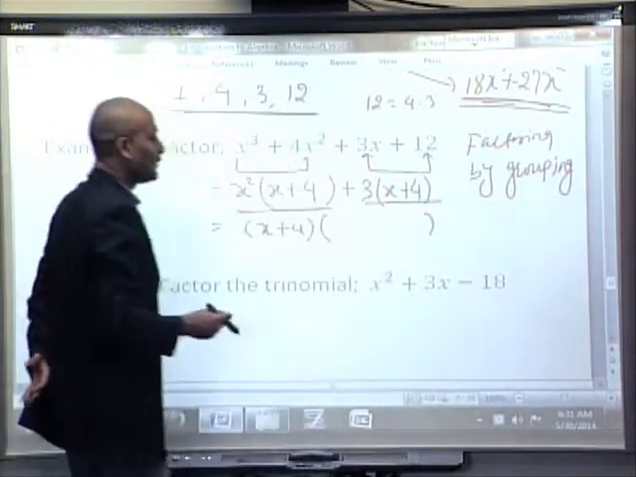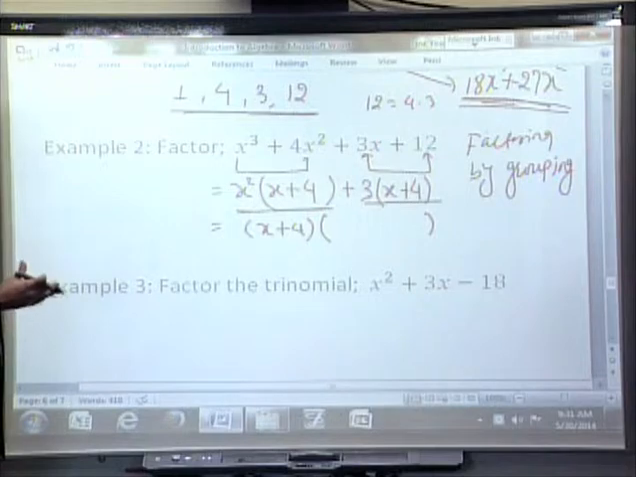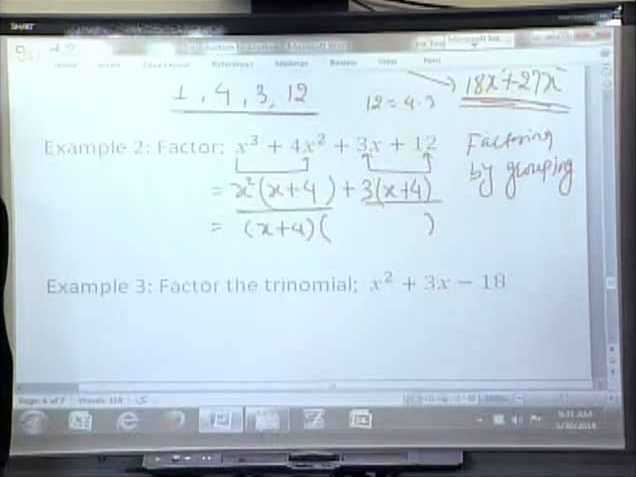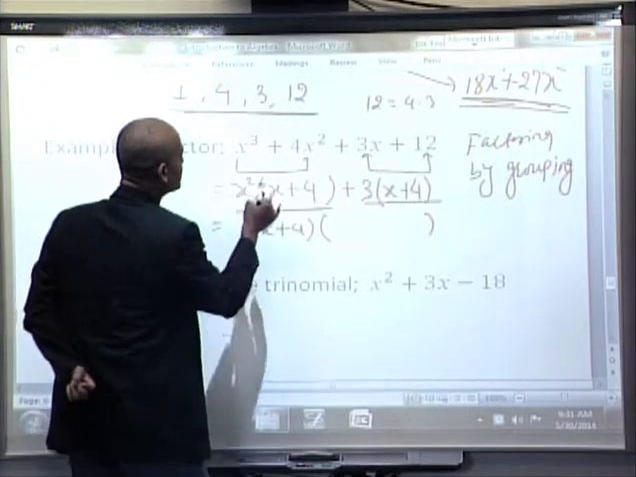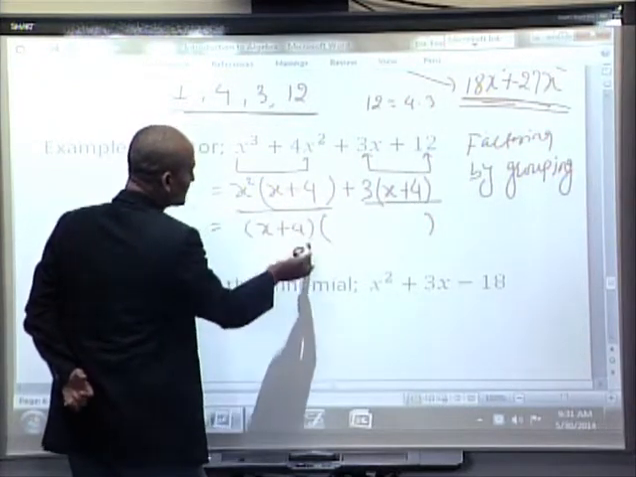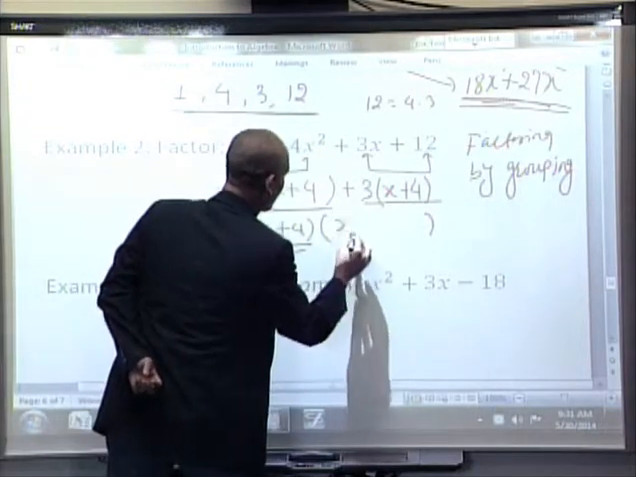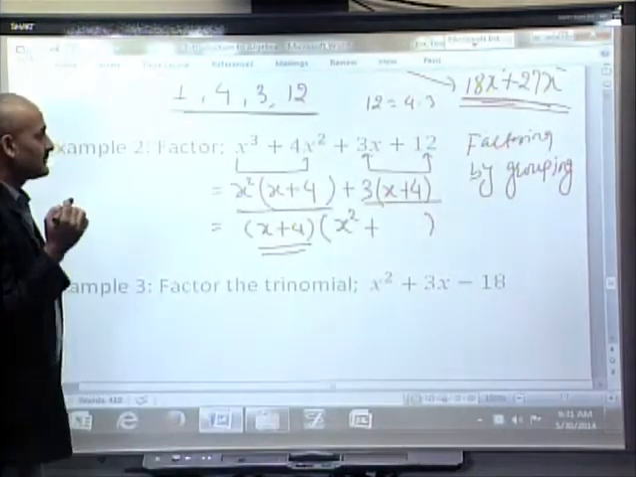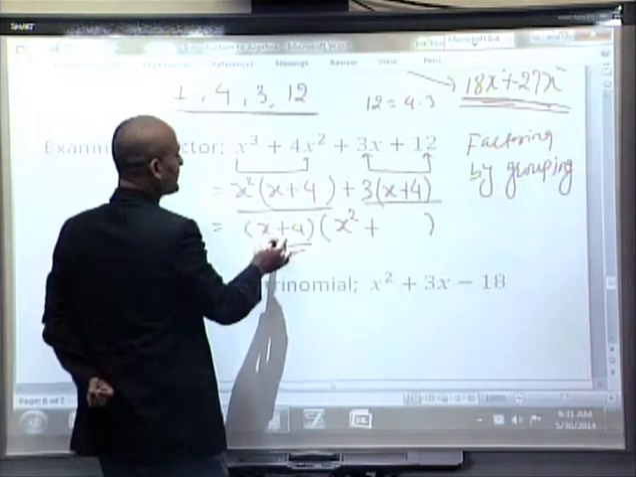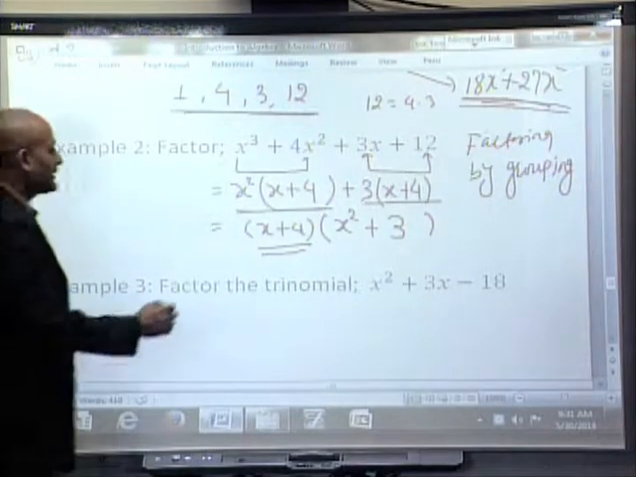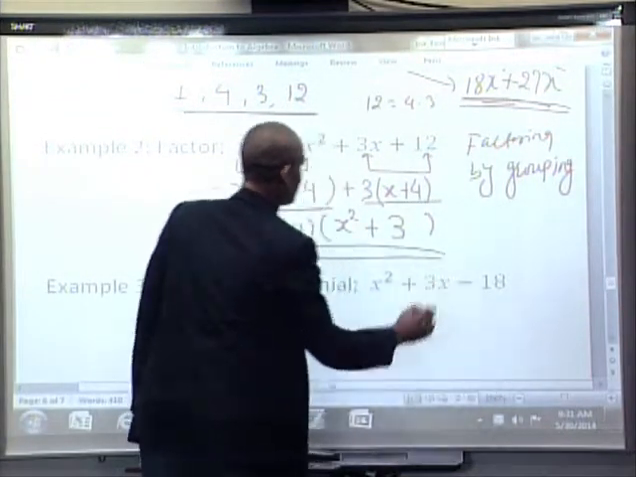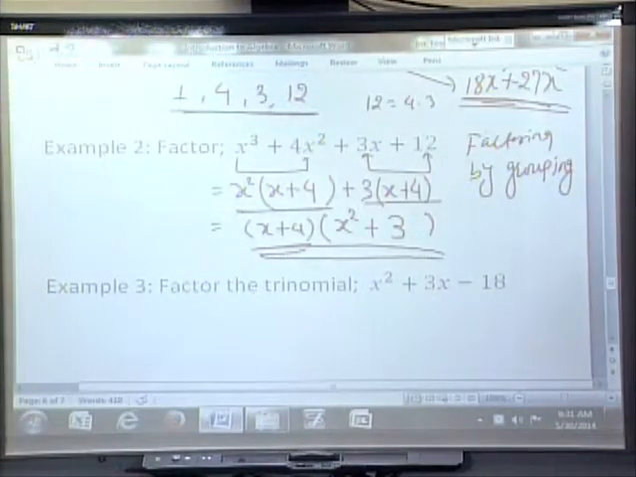Again we will put parentheses. Once the greatest common factor is factored out, we put parentheses. Parentheses mean multiplication. Now let's look at the first quantity. The first quantity is x squared times x plus 4. x plus 4 is already taken out, so the leftover is x squared. The second quantity is 3 times x plus 4. x plus 4 is already taken out, so 3 is left. So the factored form will be x plus 4 times x squared plus 3.